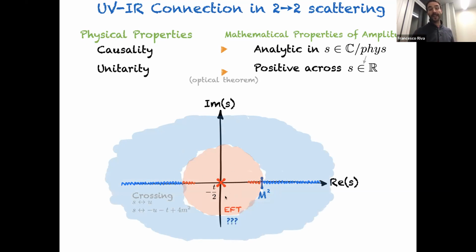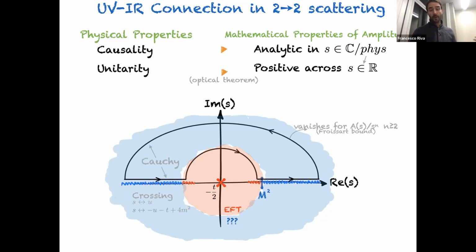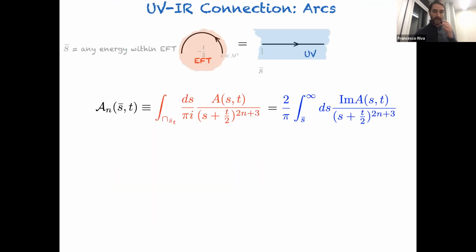In the infrared one, we can compute things with the effective field theory. Instead, in the blue one, we cannot, and we just have to rely on properties of the amplitude to understand what goes on. Considering this contour and assuming these boundedness properties in the UV for which this contour at infinity vanishes, we can then relate this arc integral with integrals over the real axis. So in practice, the whole talk is about this.